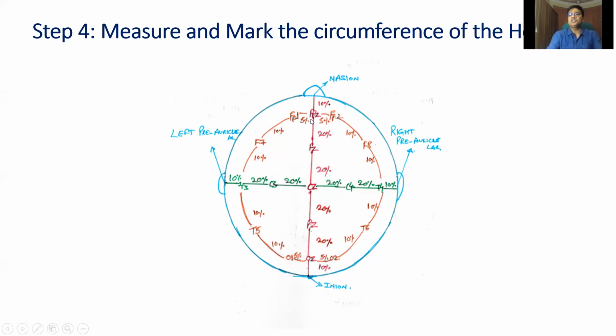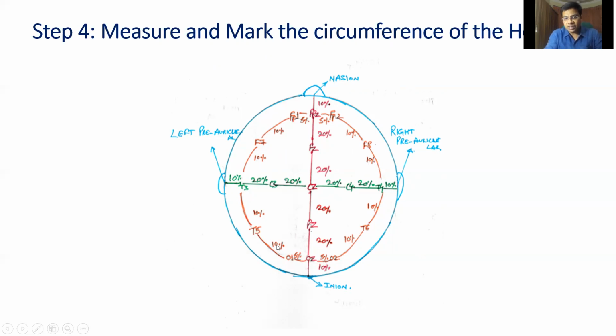In this case, it is generally 56 to 58 centimeters. So FPZ to FP2 is 5%, which is around 2.9. FP2 to F8 is again 5.8. If it's 58 centimeters, F8 to T4 is again 10%, 5.8, and then 2.9. Similarly, it is the same on the left side also.